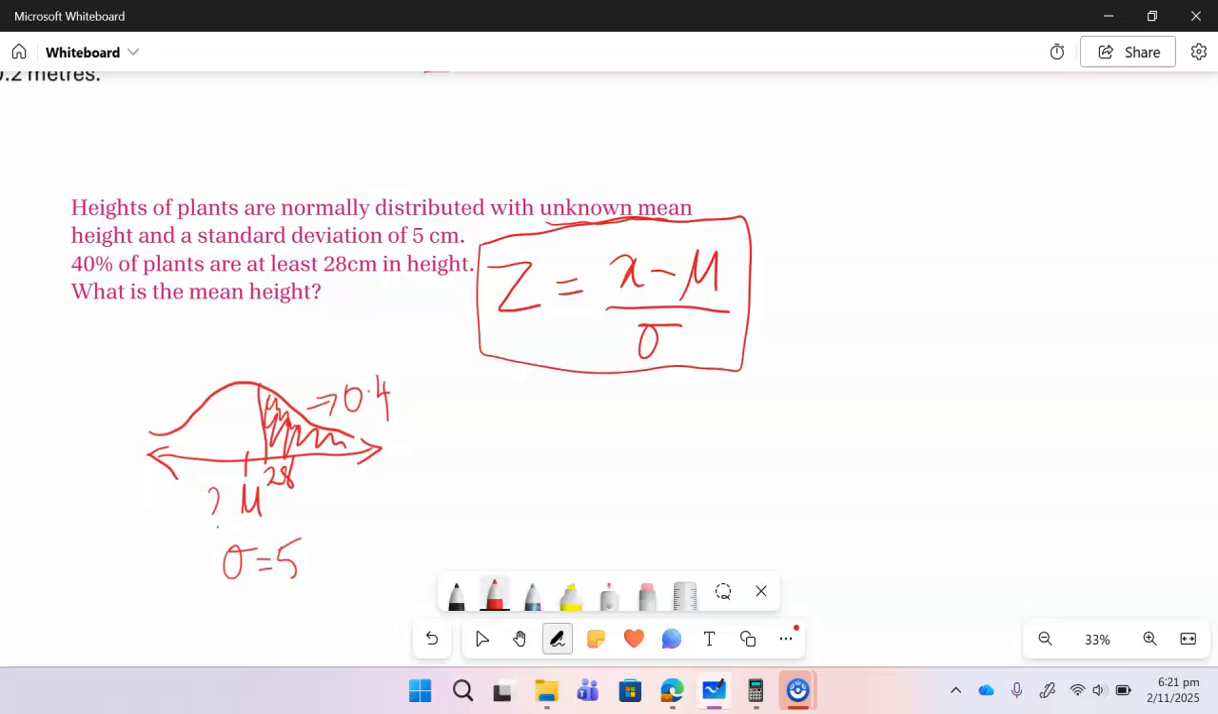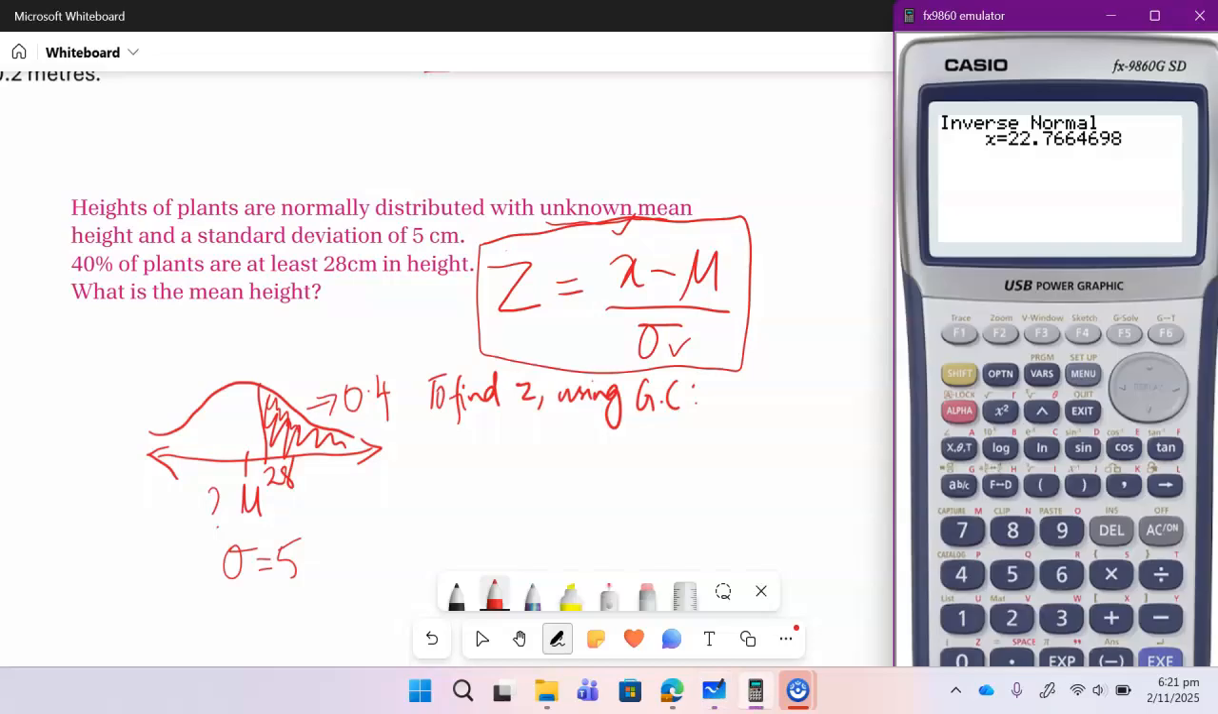Alright, so to use this formula, if you think about it, you know standard deviation. We don't know mean. That's what we're trying to find. We know x, it's 28. We don't know z. So we're going to use our graphics calculator to find z. Same drill. This could be part of your working out. You're going to exit this.